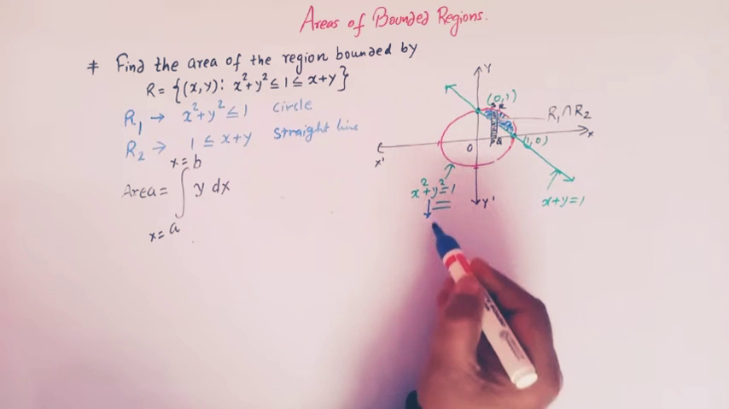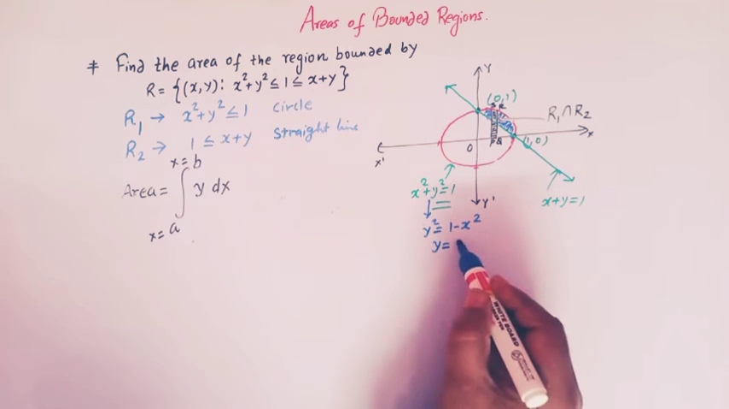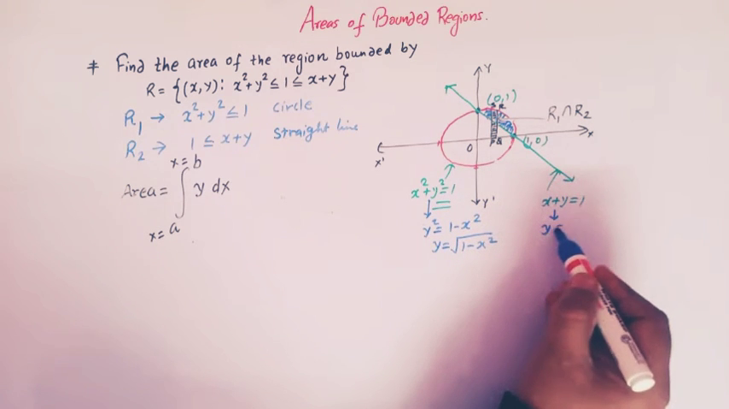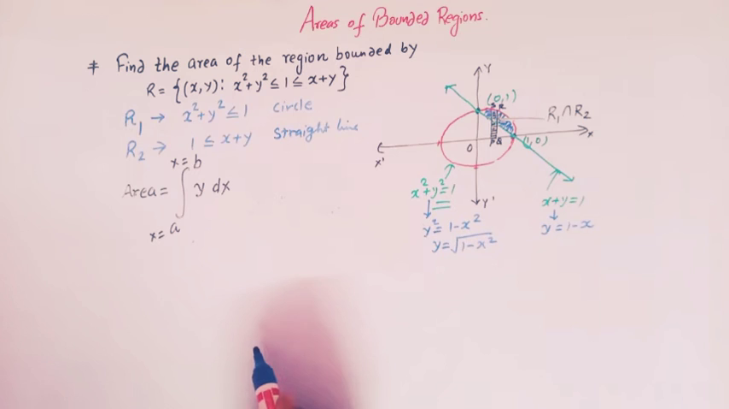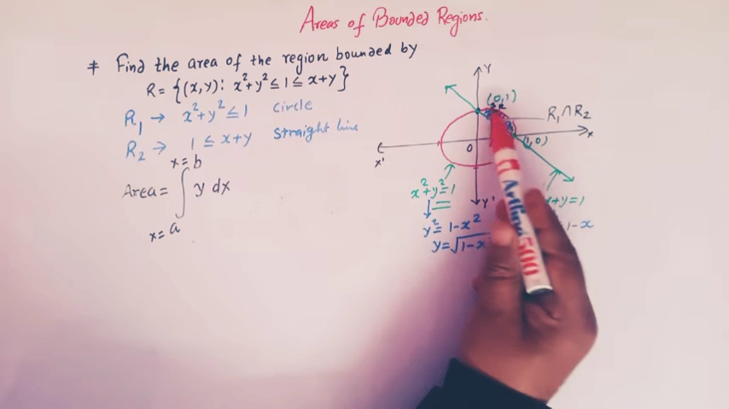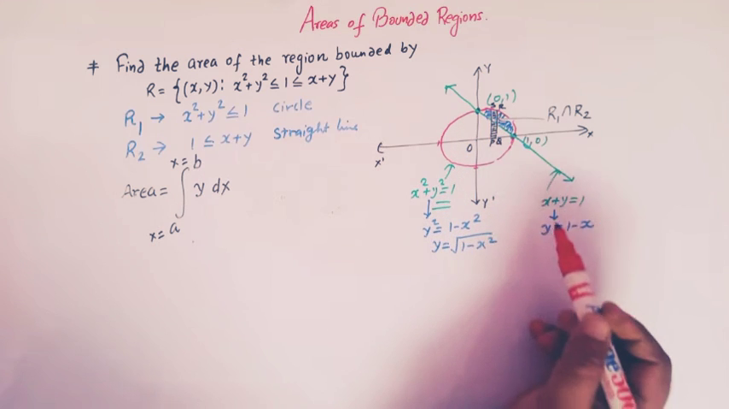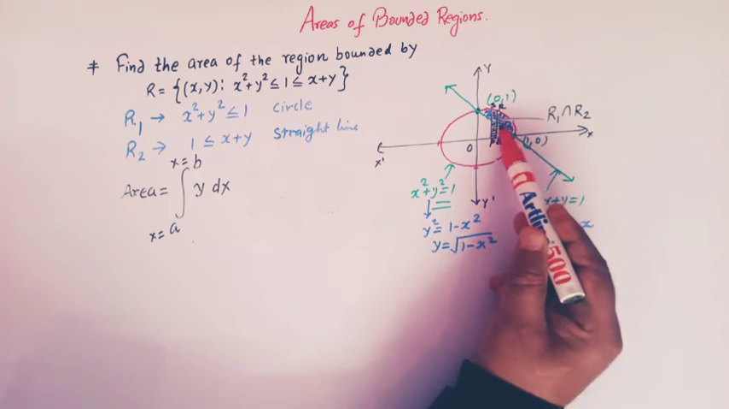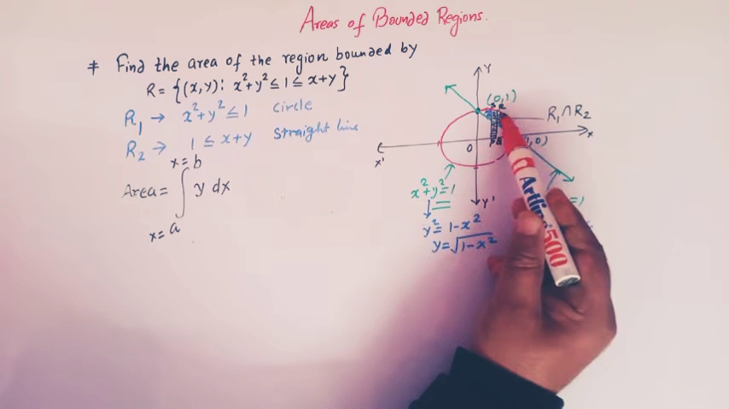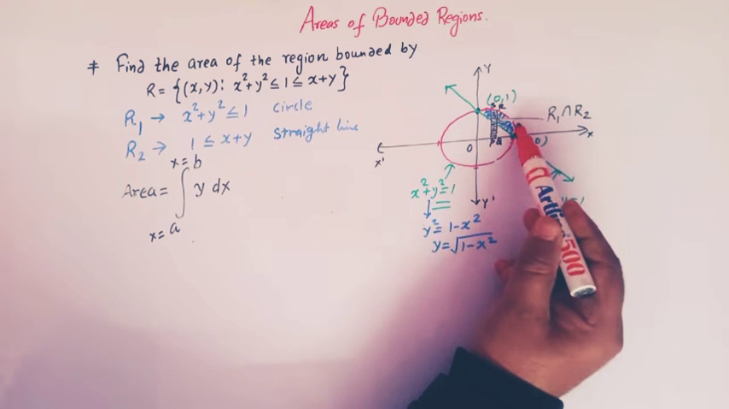So now let us express the variable y in terms of x in both these equations, right? So from here we see that y square is equal to 1 minus x square, and y is equal to square root of 1 minus x square, and here we have y is equal to 1 minus x, right? So now viewers, we have to find the area bounded by these two curves. The first curve is the circle and the second curve is the straight line, and we see that the circle lies above the straight line.